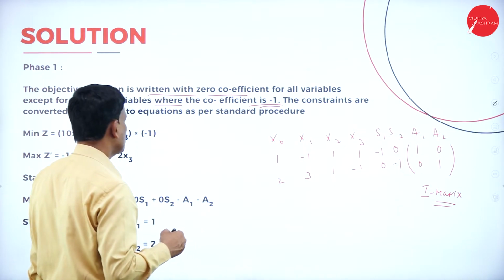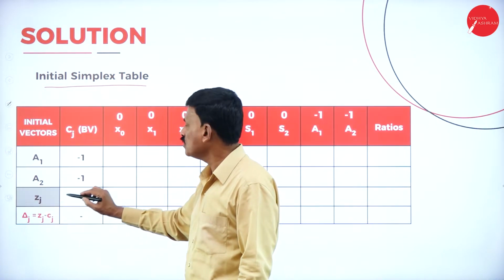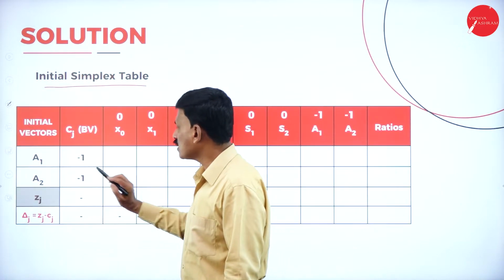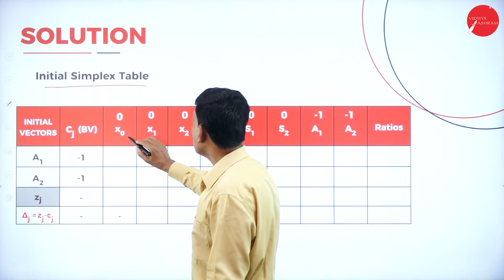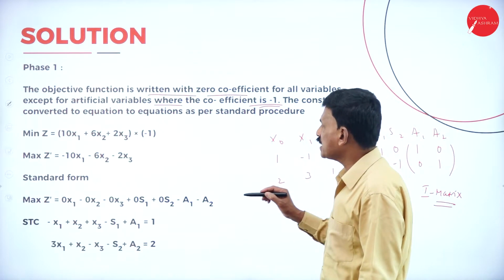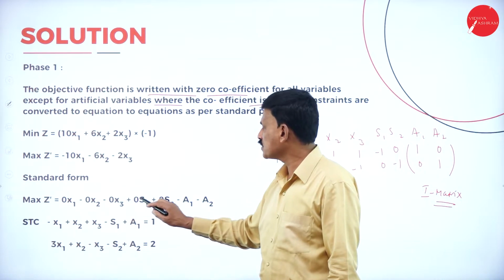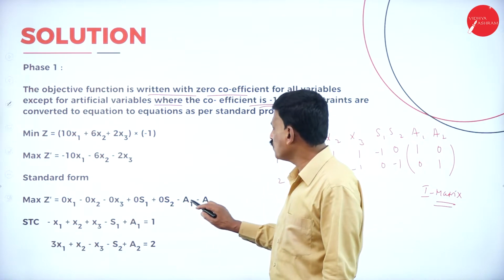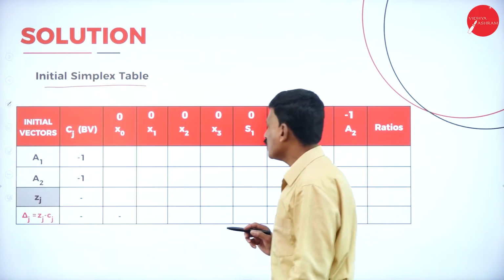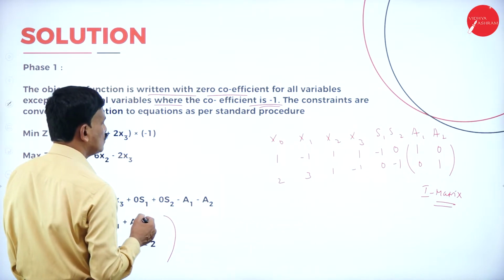So in the first initial simplex table, the initial vectors are a1 and a2, and the coefficients of a1 and a2 are -1 and -1. And here the values of x0, x1, x2, x3, s1, s2, a1 and a2 from the standard equation: the coefficient of x1 is 0, x2 is 0, x3 is also 0, s1 is 0, s2 is 0, whereas a1 and a2 are -1 and -1. So I will straight away put these values, the constraints. Substitute these values. What we will get?